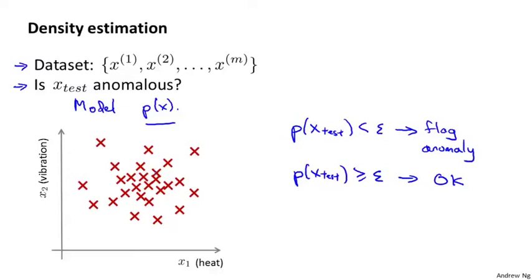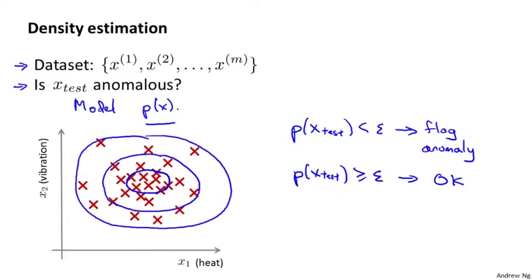And so given a training set like that plotted here, if you build a model, hopefully the model P of X will say that points that lie somewhere in the middle have pretty high probability, whereas points that are a little bit further out have lower probability, points that are even further out have somewhat lower probability, and a point that's way out there would be an anomaly. Whereas for a point right in the middle, this would be okay, because P of X right in the middle would be very high, because we've seen a lot of points in that region.